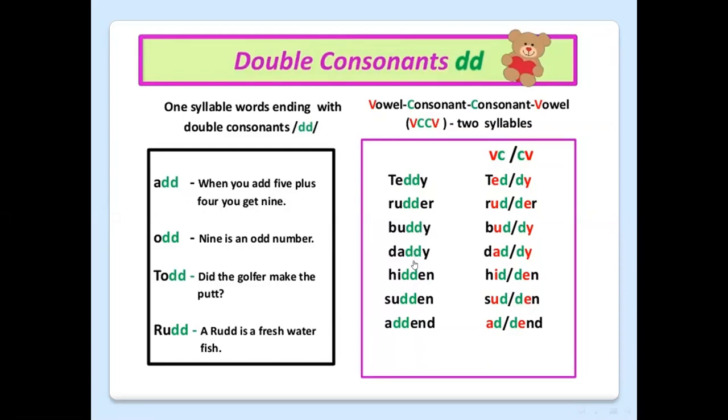Like also, let's take daddy. Dad, D. We have two syllables here. The first syllable is vowel A, then consonant D. Then the second syllable is consonant D and vowel Y. So this is two cases when we double the consonant D. Let's have more examples from our book.